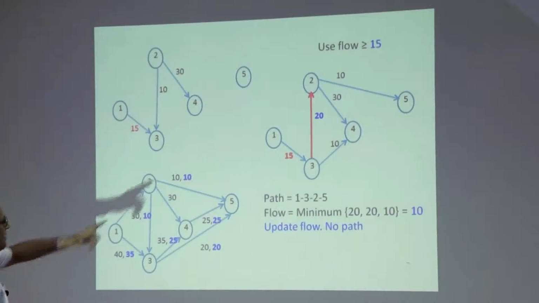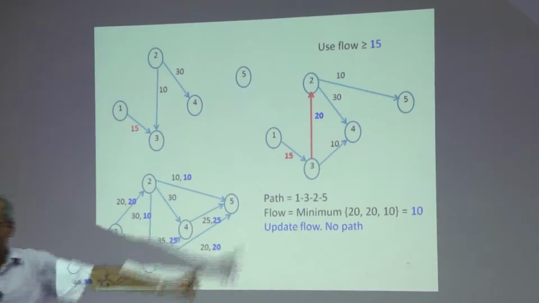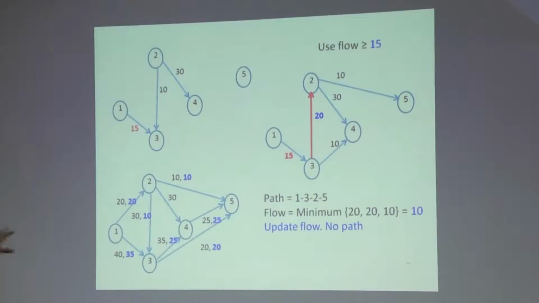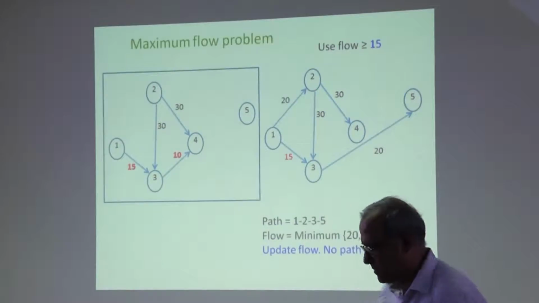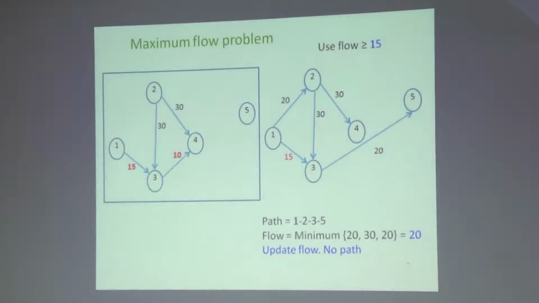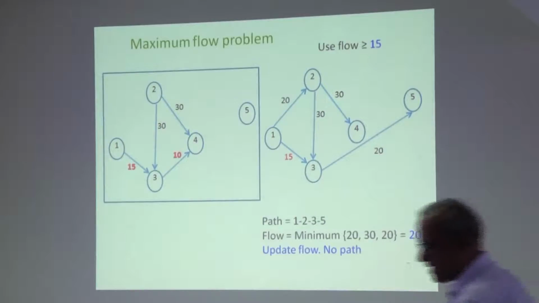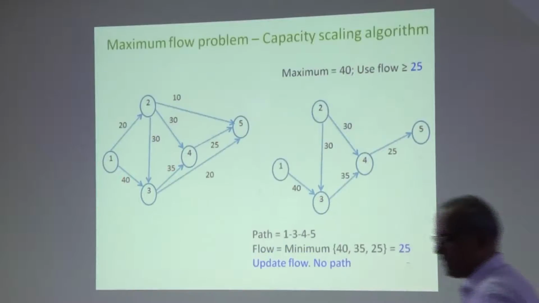Then you use 10. You will have this and then, shall we do it again? I think I haven't done it extremely well. Just quickly do it again. So this is where you are. So use flow greater than 15. There is no path. So let me just do that because I don't want to do it in a hurry.